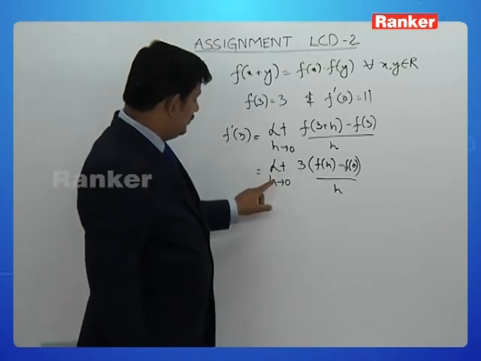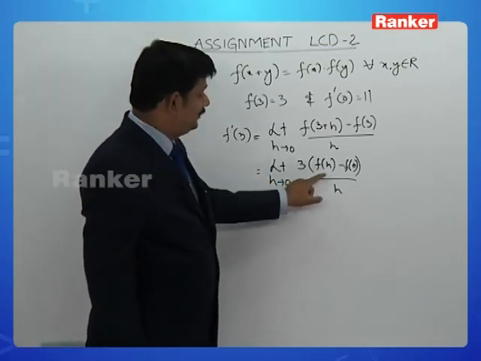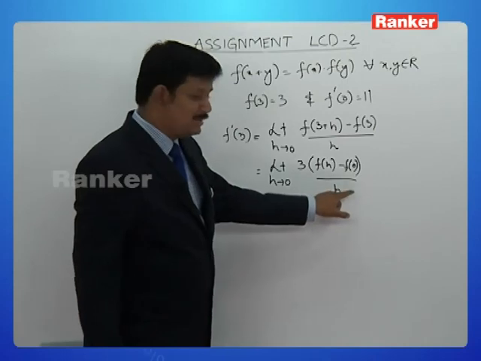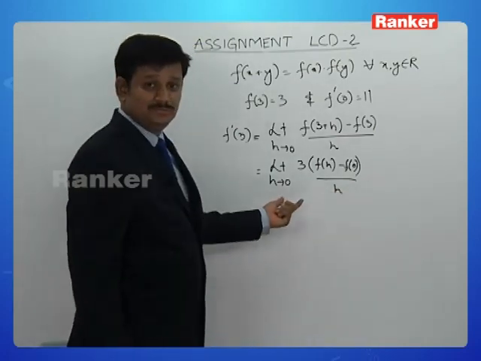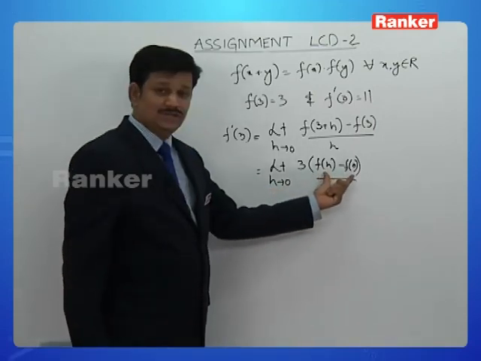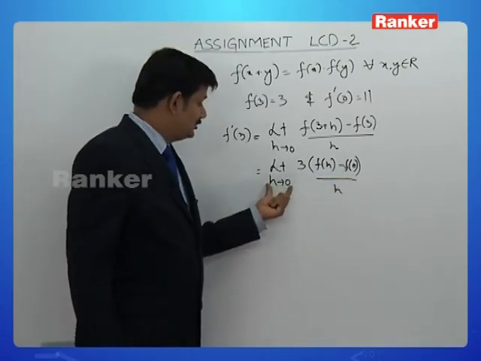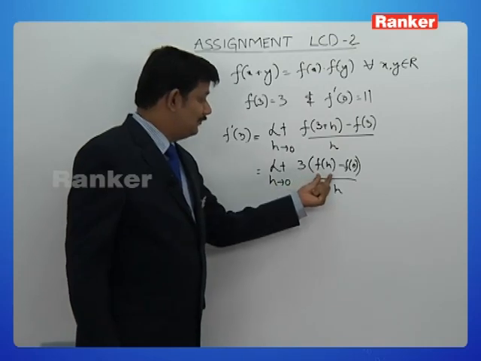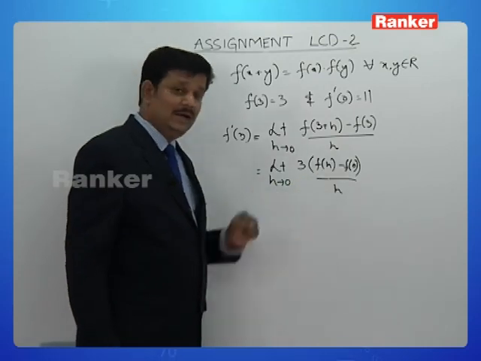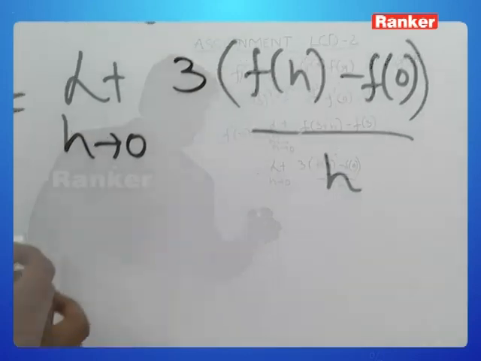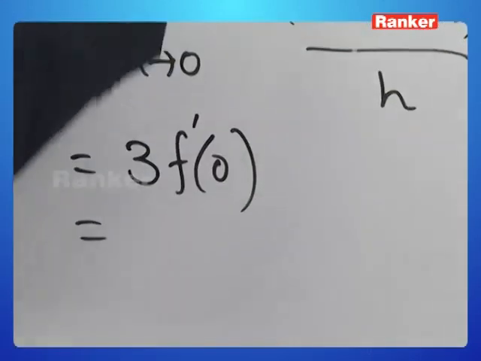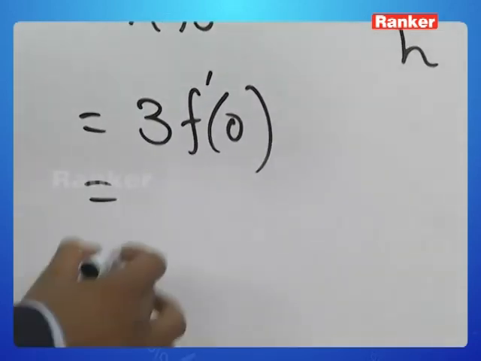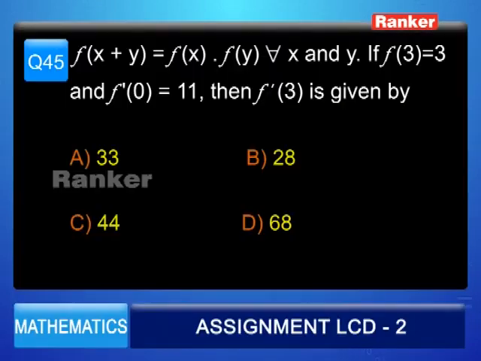So, this 1 we can write as f of 0. Now, observe limit h tending to 0 f of h minus f of 0 by h minus 0 is f dash of 0. This is the definition of f dash of 0. So, this will be f dash 0. So, this is 3 times f dash 0, and f dash 0 is given to be 11. So, the answer will be 33. Answer is 33, which is option A.